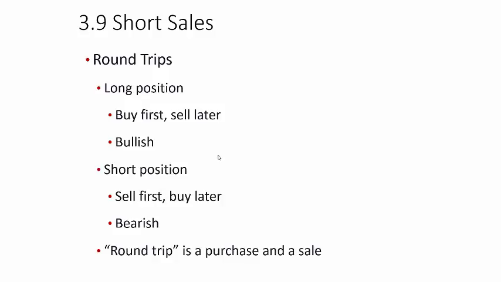And you have the short position where you sell first and you buy later. Bearish. You think the stock is going to fall. So you think the stock initially is going to fall. So let me sell it. Let me recoup some of that money. And then let me buy it at a lower price. So I've actually made that gain. So the round trip is a purchase and a sale. A purchase and a sale. That's a round trip. Okay?